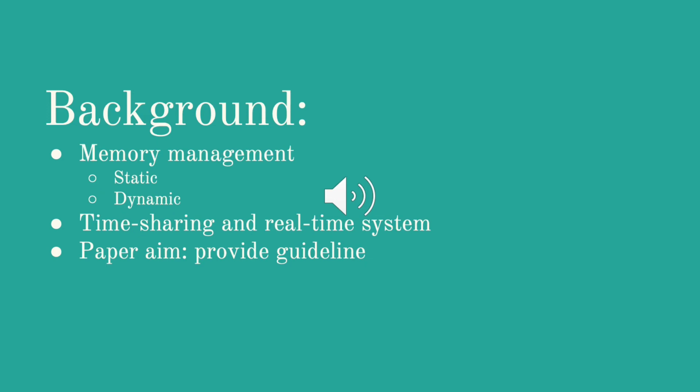Besides memory management, the type of system is also crucial. A time-sharing system allows several users to use a computer system from various locations. A real-time operating system completes a task within a specific time. In this paper, the authors mainly talked about algorithm performance in real-time systems.